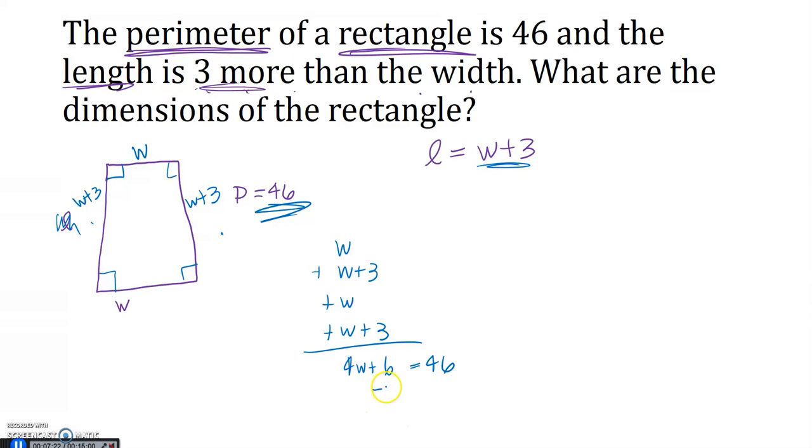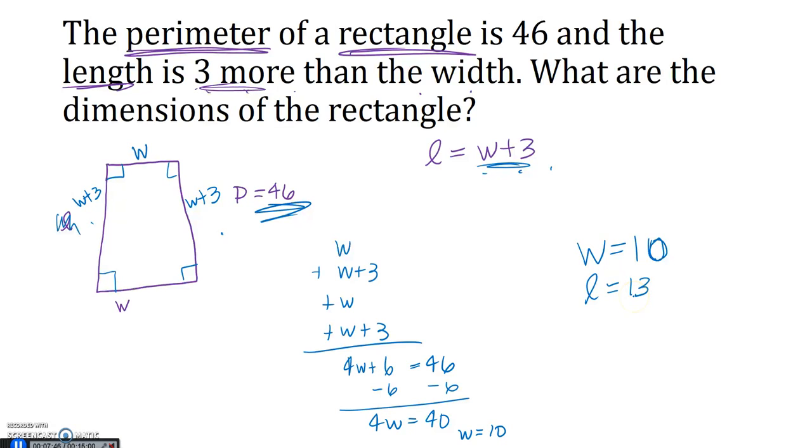If I solve this equation, I can figure out what the width is. So 4W equals 40, which means that W equals 10. So if the width is 10, the length is 3 more than the width. So the length would have to be 13. And you can always check yourself. 10 plus 13 plus 10 plus 13 is in fact 46.